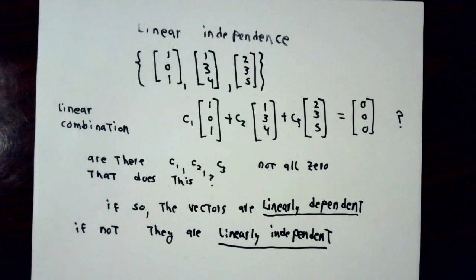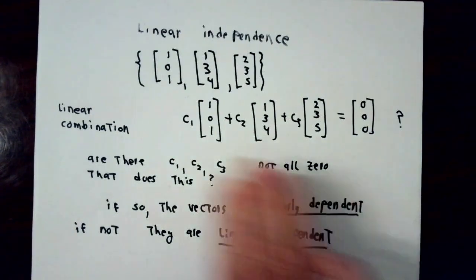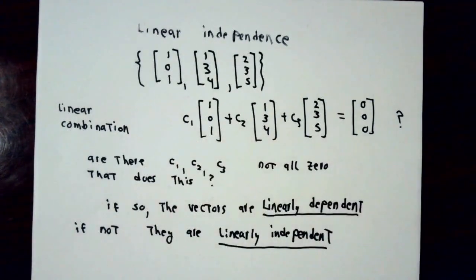Is there a selection of values for C1, C2, and C3 so that they're not all 0, and yet this happens anyway? If there's a way of doing that, then we say that the set of vectors is linearly dependent, and if not, if the only way that I can make this happen is by making all the C numbers 0, we say that they have a linearly independent set of vectors here.